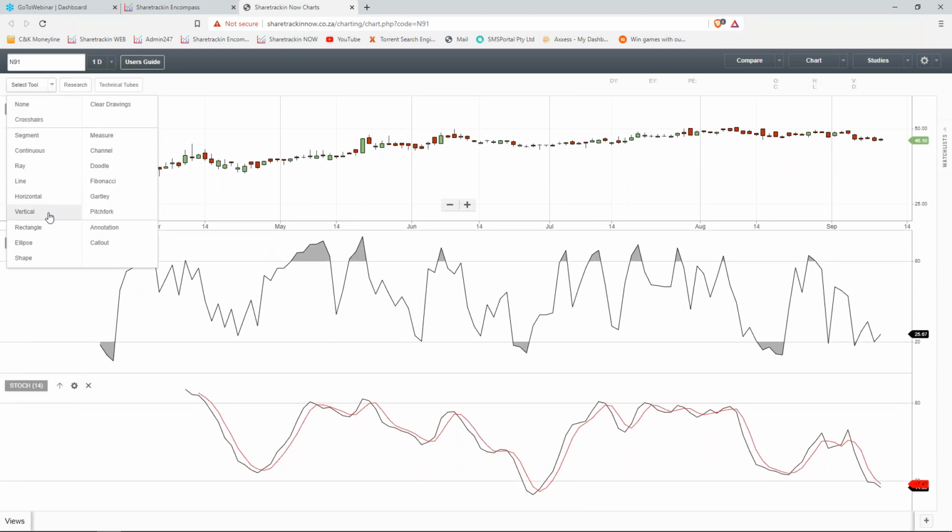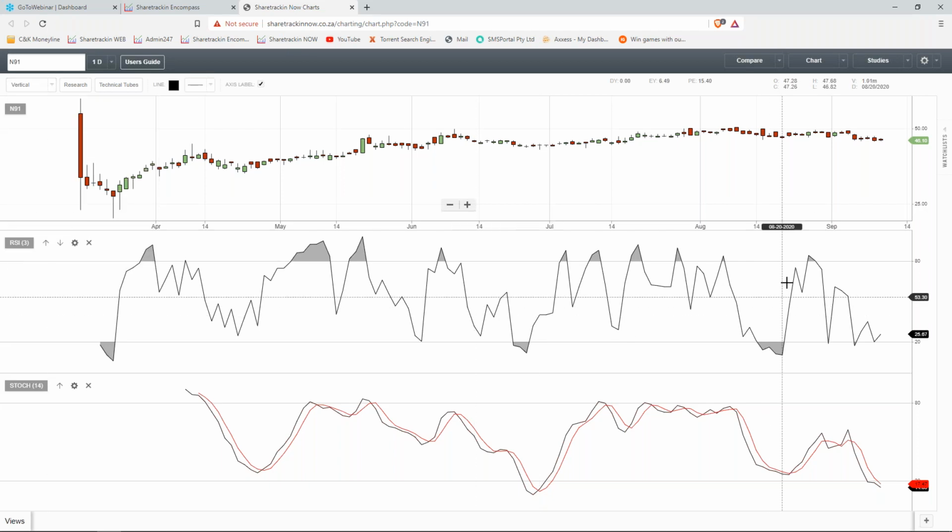So how they work is, I'm just going to take a vertical line. Both the RSI and the stochastic have a 20 and an 80 line. All right. So it's a 20% line on both of them and an 80% line on both of them. Anything below the 20 is your oversold area. That's where you want to buy your shares. Above the 80, the share is overbought. So you don't want to buy the share when it's overbought. You want to buy it when it's oversold, when the share price is much cheaper.